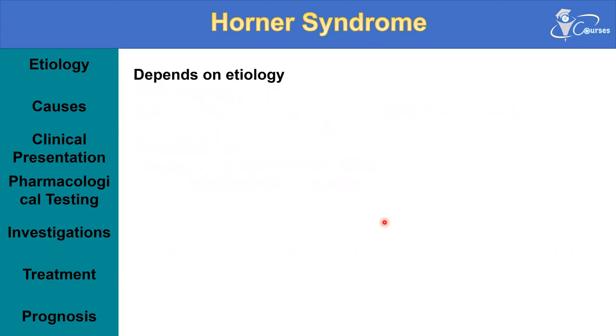You do investigation to detect the cause. The treatment and prognosis also will depend on the etiology. Okay. Any questions in the Horner? Mechanism of the action again, please.